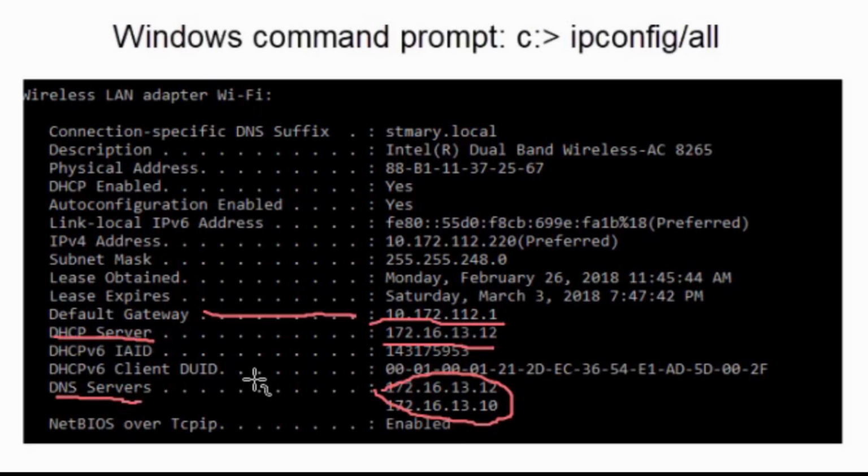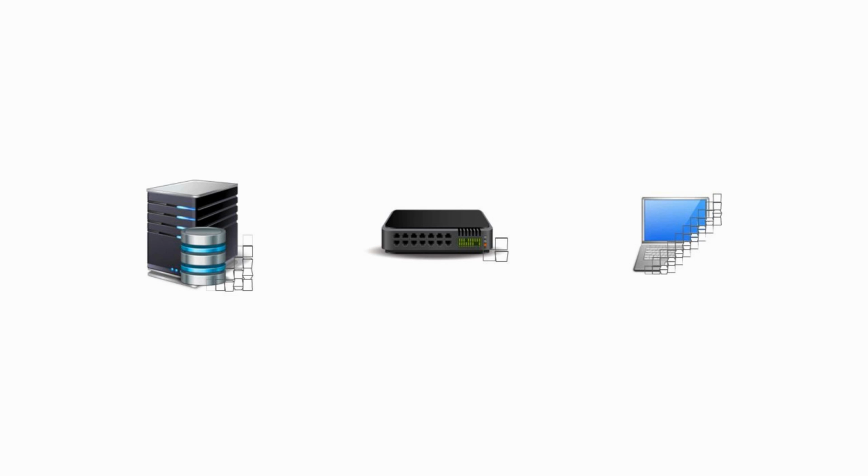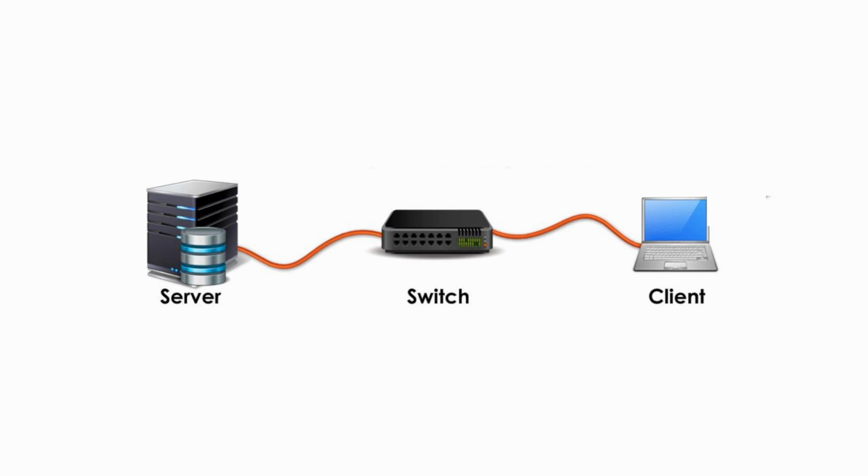Then ARP is used. You may ask, how often does your computer use ARP? Chances are every time you use your computer. Let me use an example to demonstrate how ARP works. Here is the scenario. On a local area network, a client computer tries to contact a server. Here we are talking about communications between two computers on the same broadcast domain, meaning local area network.